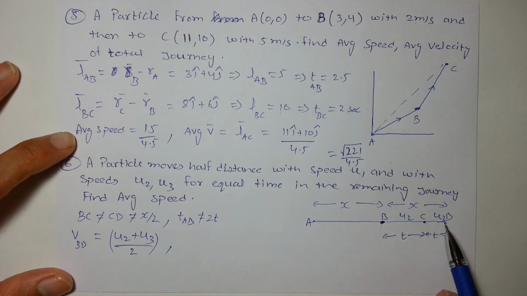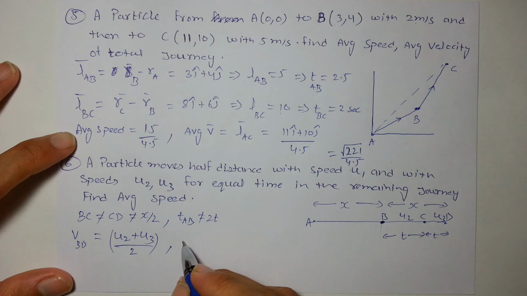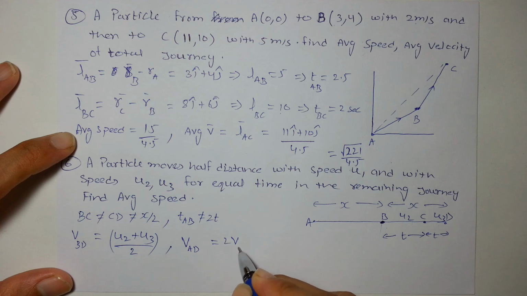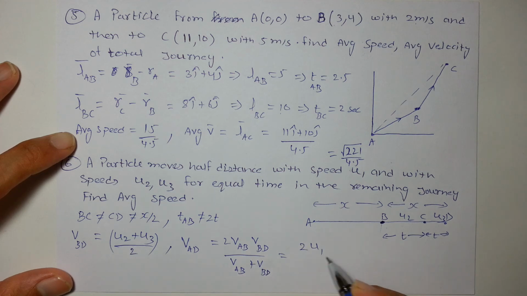And from A to D, we can say 2 VAB VBD over VAB plus VBD, because the distances are the same. And we can use VBD as this. So it will be 2 u1 times (u2 plus u3) by 2, over u1 plus (u2 plus u3) by 2. You can solve to get the answer. Okay, thank you.